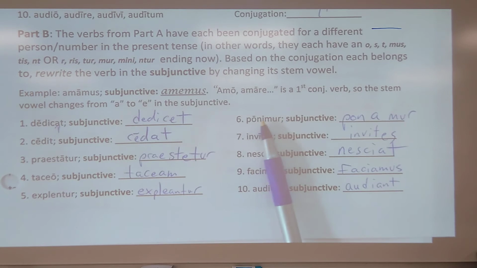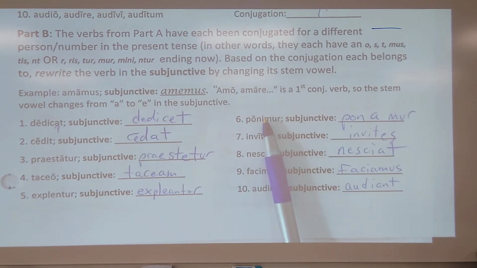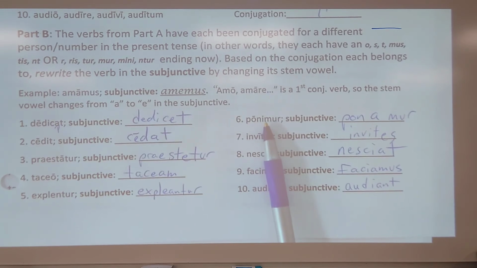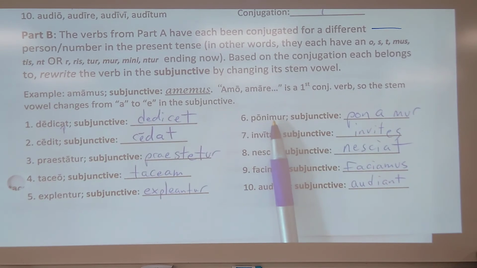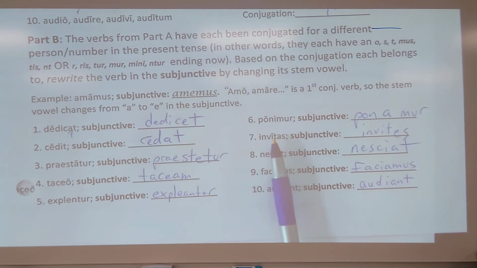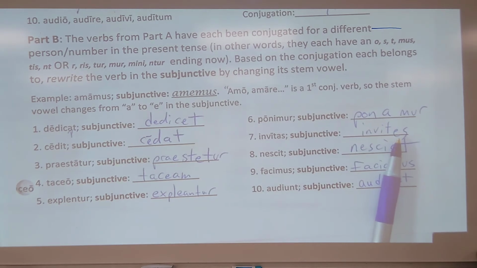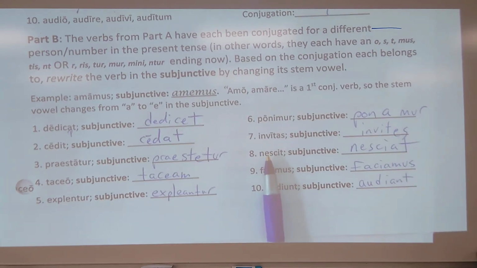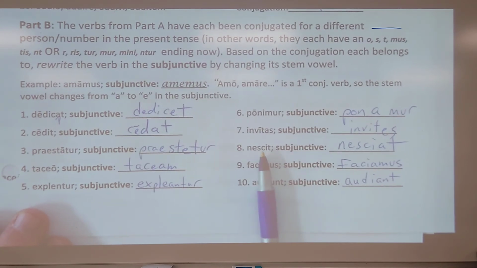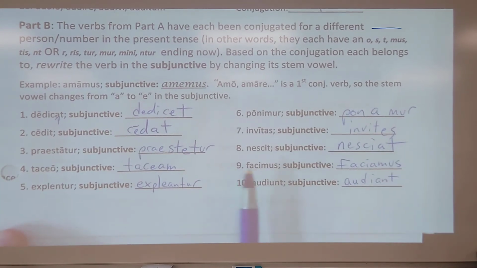Ponimur, remember, third conjugation verb. Pono ponere. So that I is kind of tricky. It's trying to trick us. We know it's third conjugation though. So we have an A instead. Invitas, simple first, becomes invites. Nescio, nescire, gives us nescit here. So that I turns into IA.